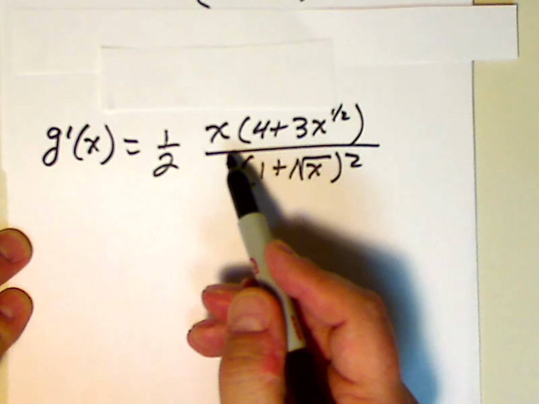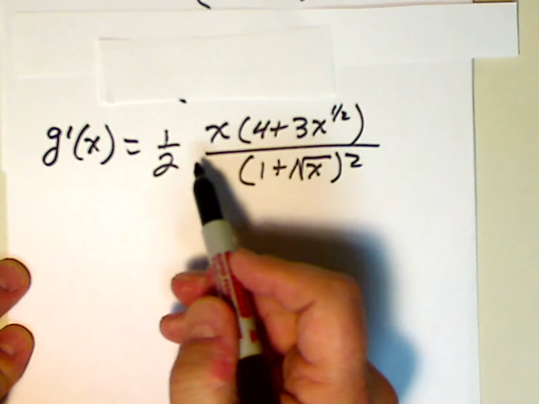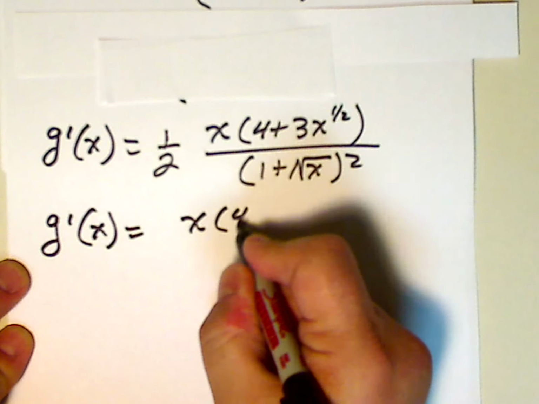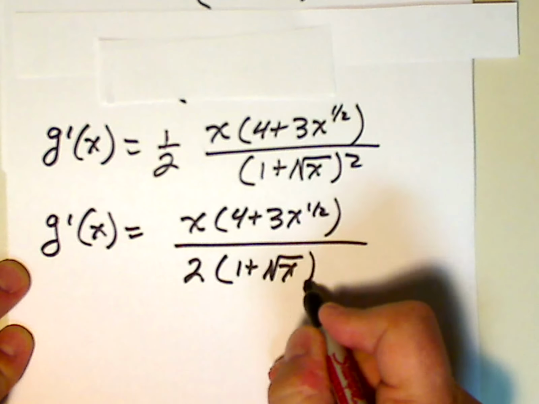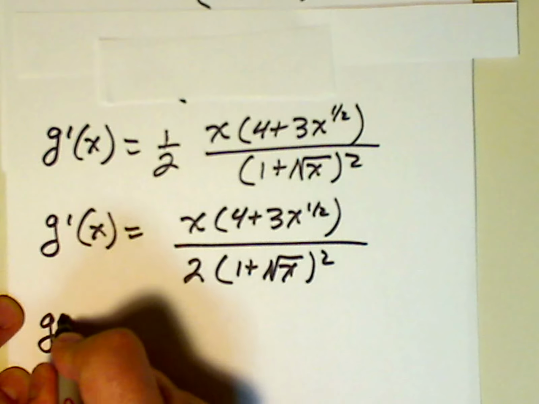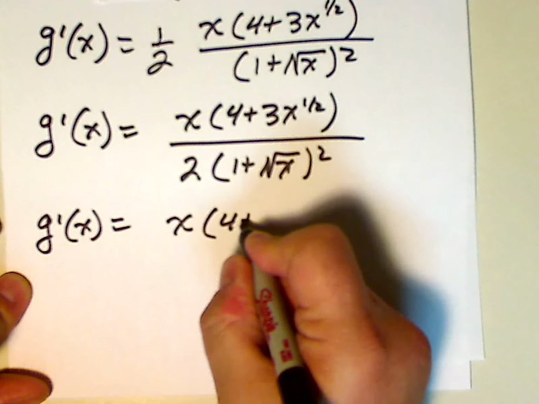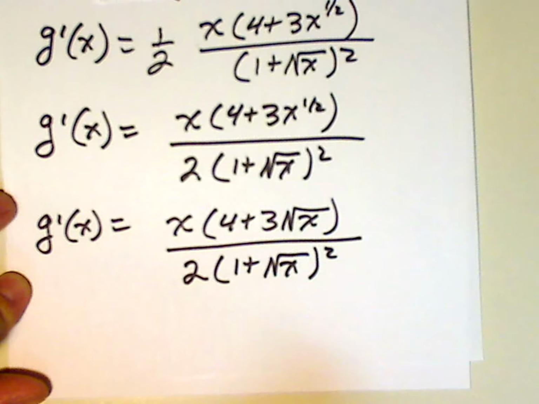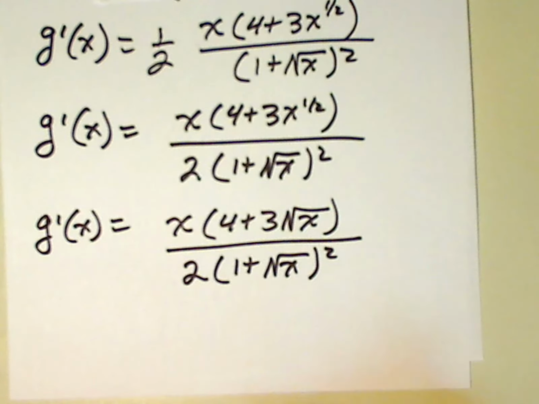So, we have a half times x times 4 plus 3x to the 1/2 divided by the denominator we had. And now we can take the 1 up here and the 2 down here. So let's do that. g prime x is equal to x times 4 plus 3x to the 1/2 divided by 2 times 1 plus the square root of x squared. And if we wanted to, we can make this into a square root up in the numerator. So we get g prime of x is equal to x times 4 plus 3 square root of x divided by 2 times 1 plus the square root of x squared. If I really felt ambitious, I would rationalize the denominator, multiply by a conjugate, but I'm not going to bother with that.